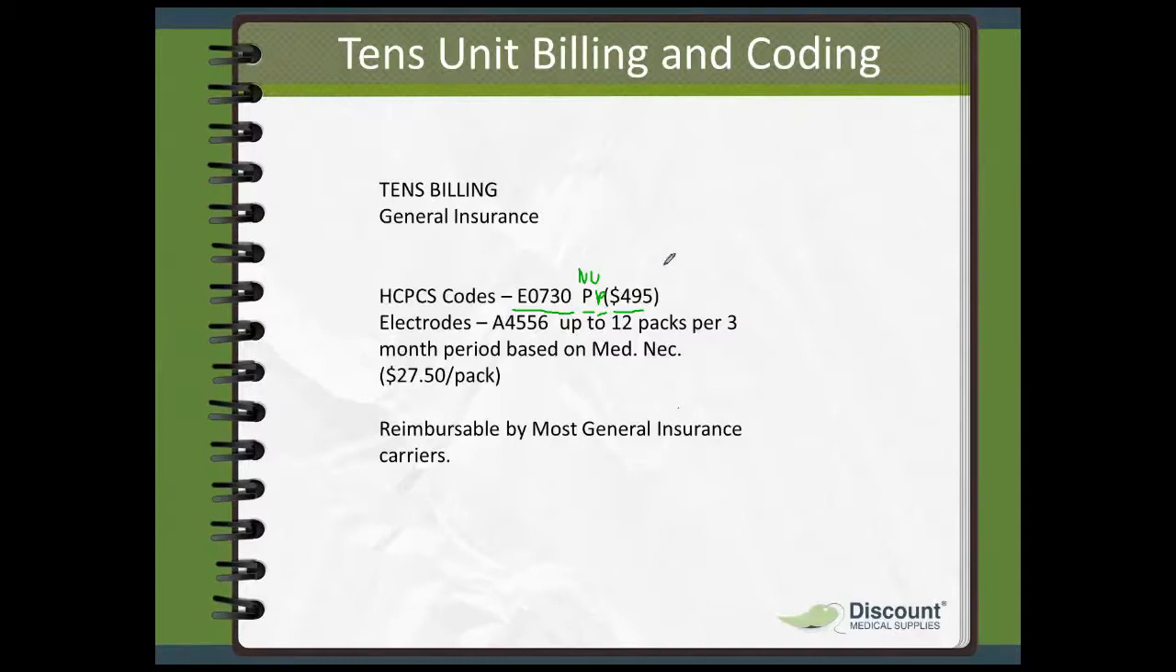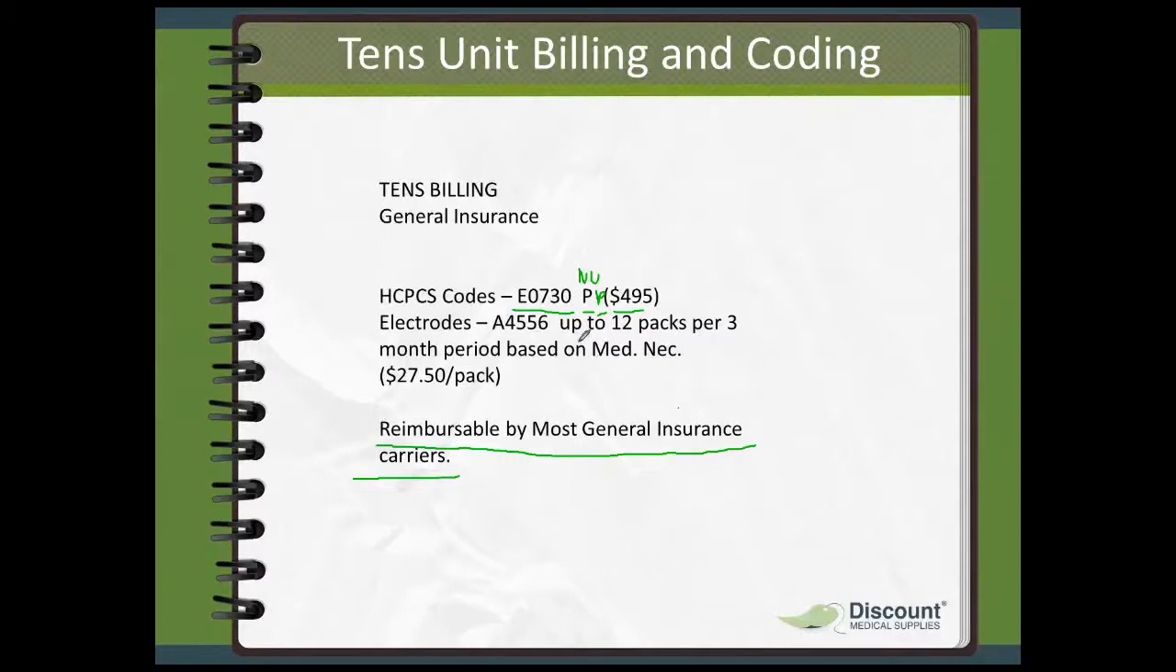So what I would do is bill out the TENS unit, split your claim today when the patient comes to see you, wait 1 week, and then bill out 12 packages, again, based on medical necessity at once, which would be 12 weeks of your electrodes. They're reimbursable by most general insurance carriers, like I said, and it's a great revenue source for the practice, and again, an alternative for the patient.